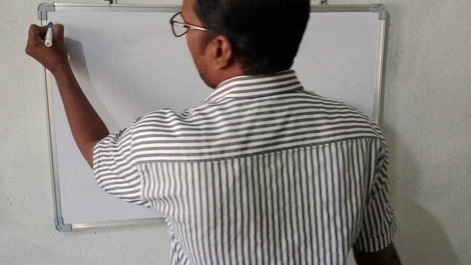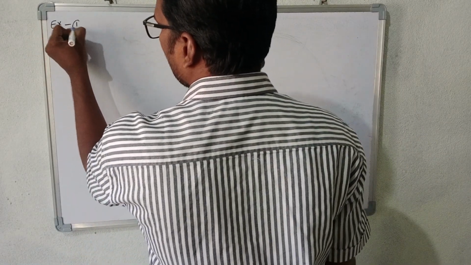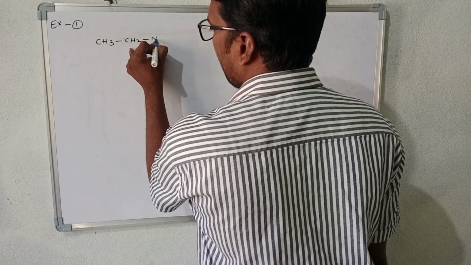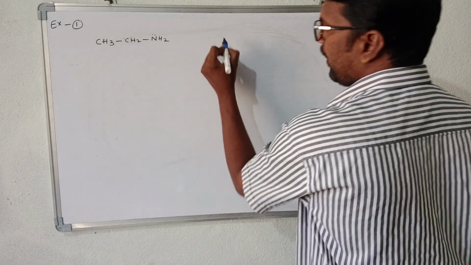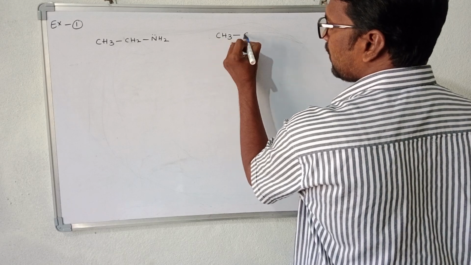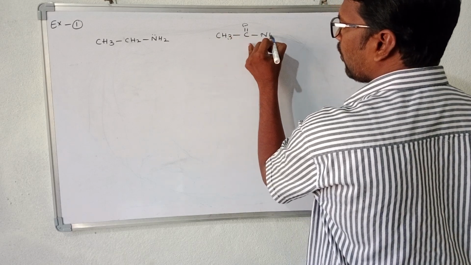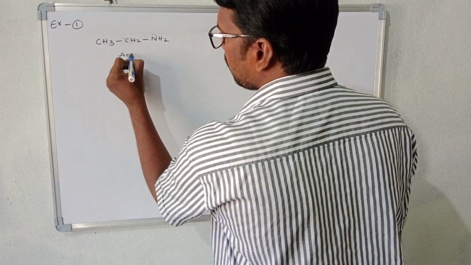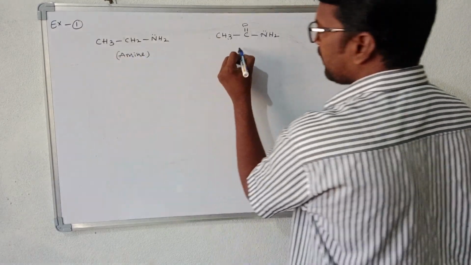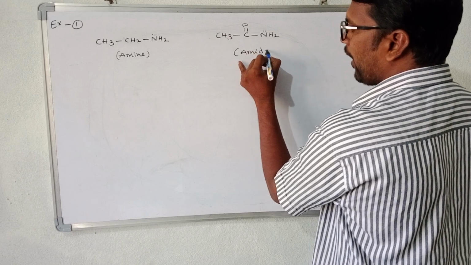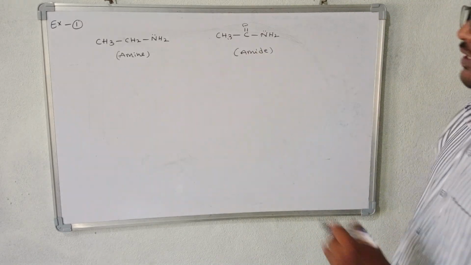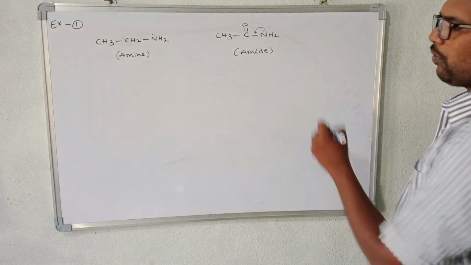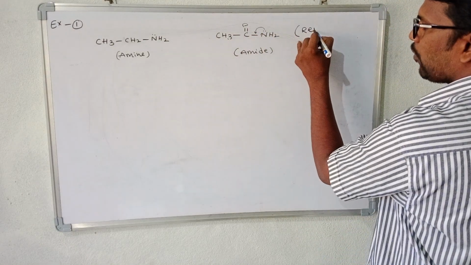Right. Now we compare amine and amide. We take CH3CH2NH2, which is an amine, and CH3C(=O)NH2, which is an amide. Whenever an amide is present, there is resonance. These electrons can be attracted by the C=O. That's why resonance is possible here.